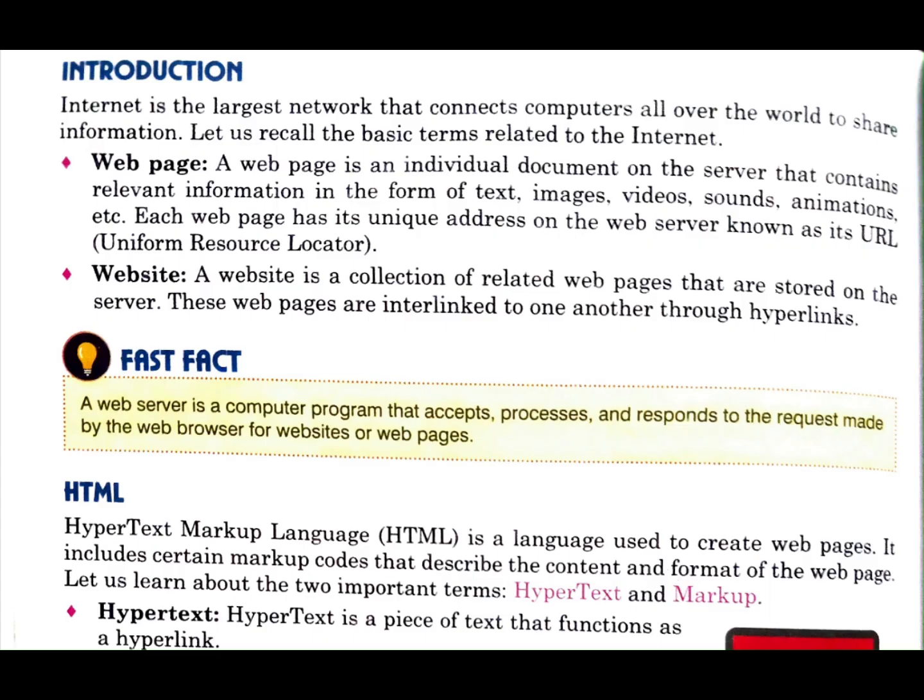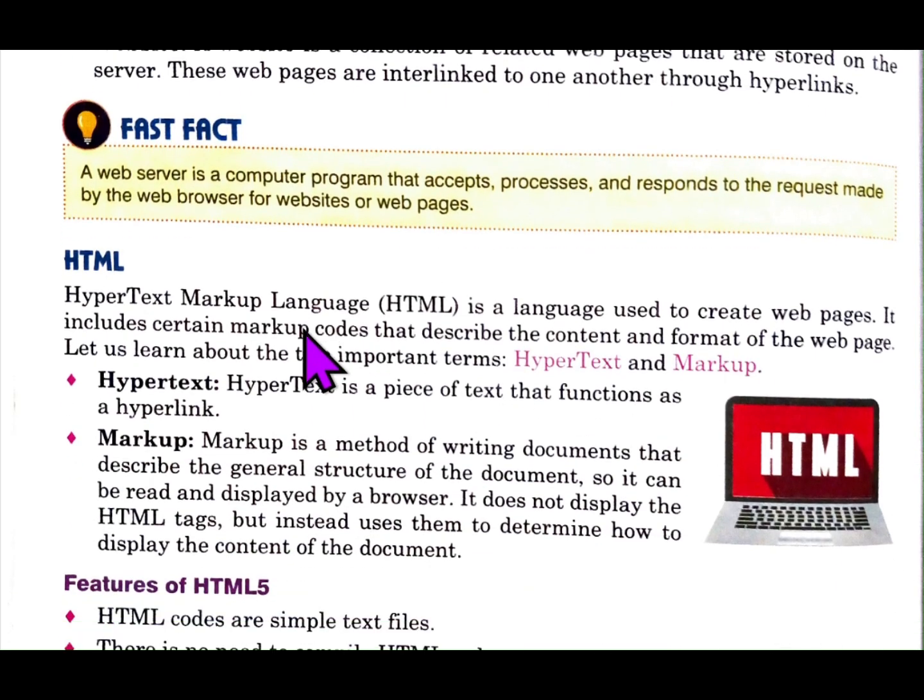Next one is HTML. So let's learn what is HTML. HTML is Hypertext Markup Language. It is the full form of HTML. It is a language used to create web pages. It includes certain markup codes that describe the content and format of the web page. It means we have to understand these markup codes, and then only we can script the program in the HTML language.